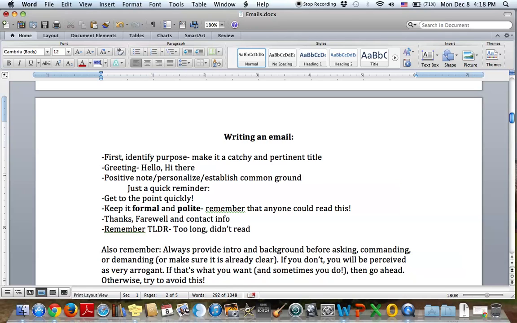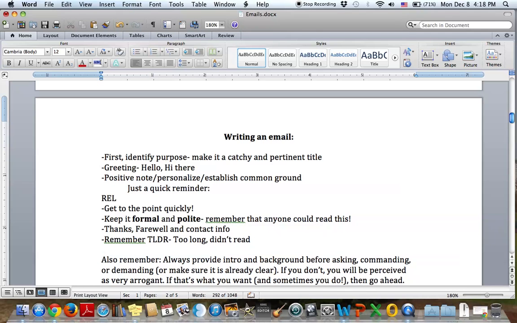just a quick reminder. This is very frequent. I say just a quick reminder and I skip the positive note and personalize, because what I'm saying here is, reminder, we've already talked about this, so this should be something that you're already familiar with. This is usually when we're writing a very short email about things. So those three things: positive note, personalize, establish common ground. And the thing is, in each case here, it should be related to the topic.